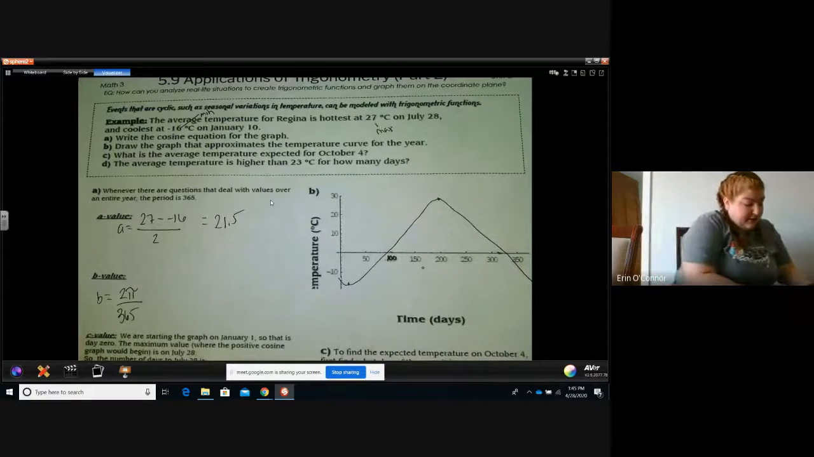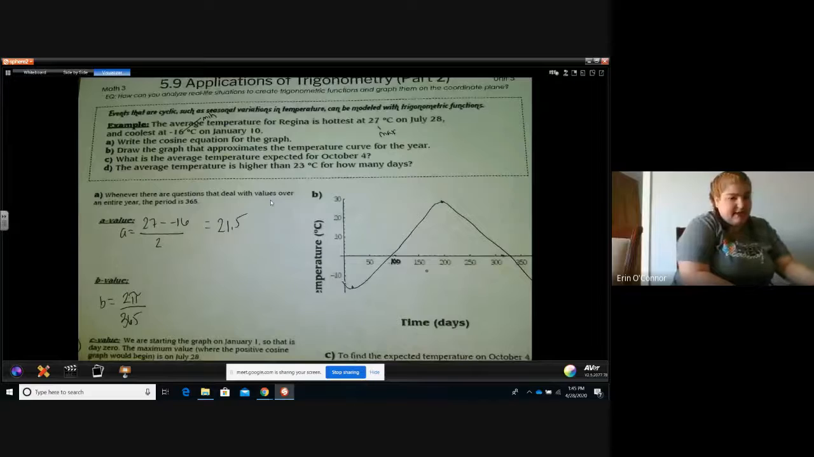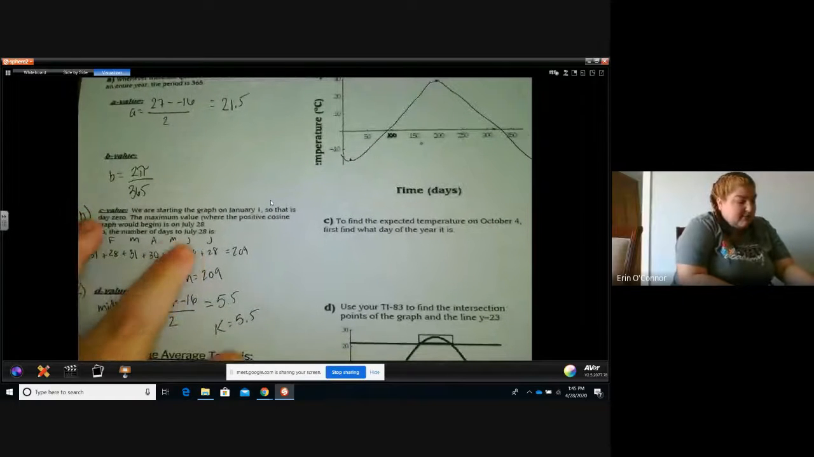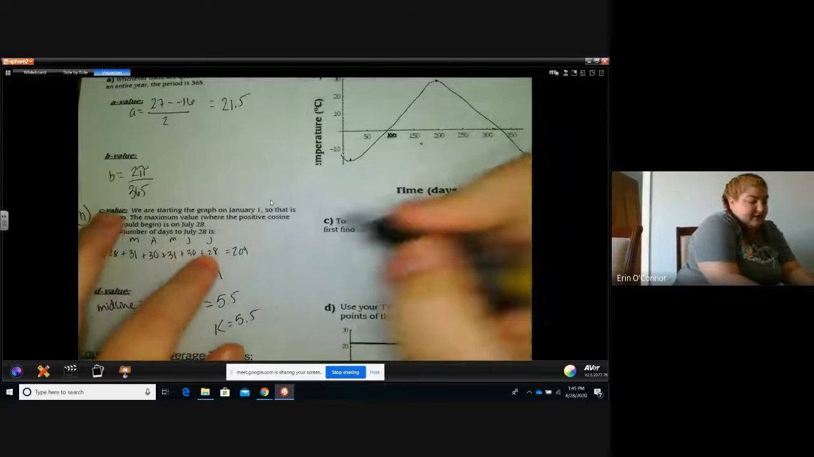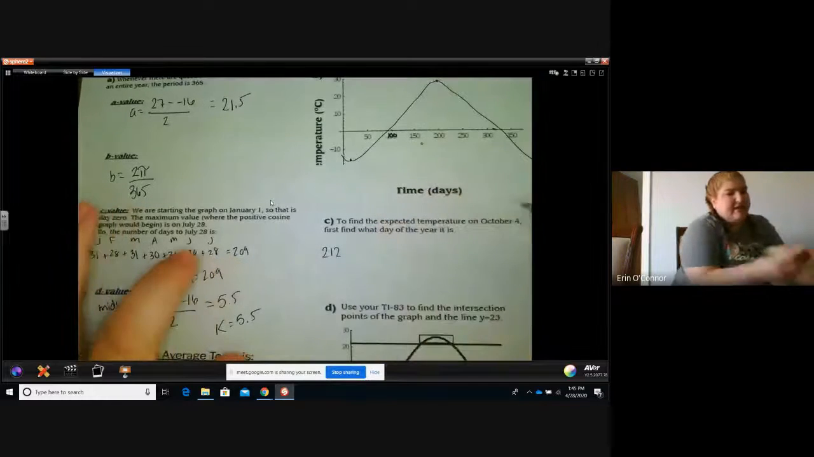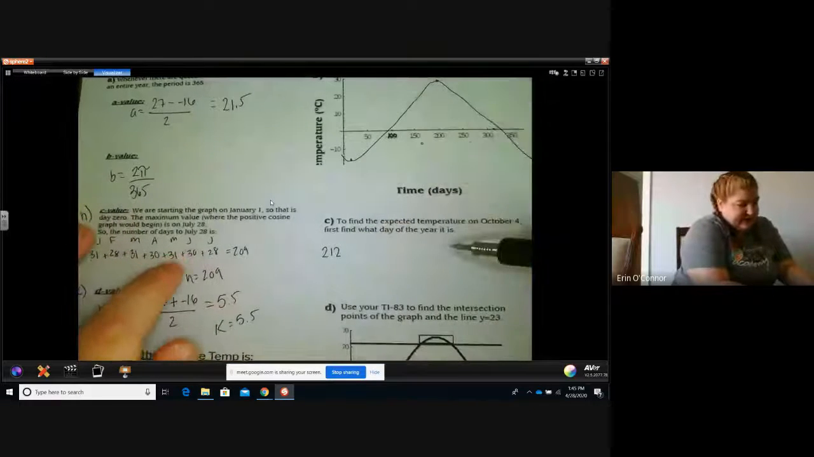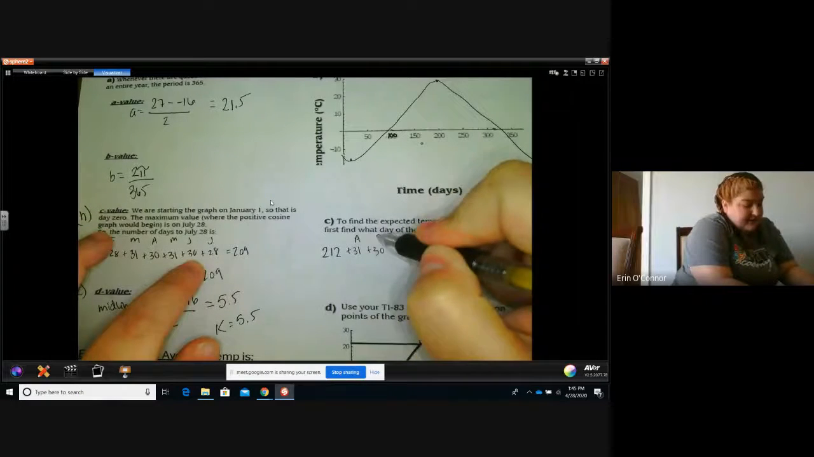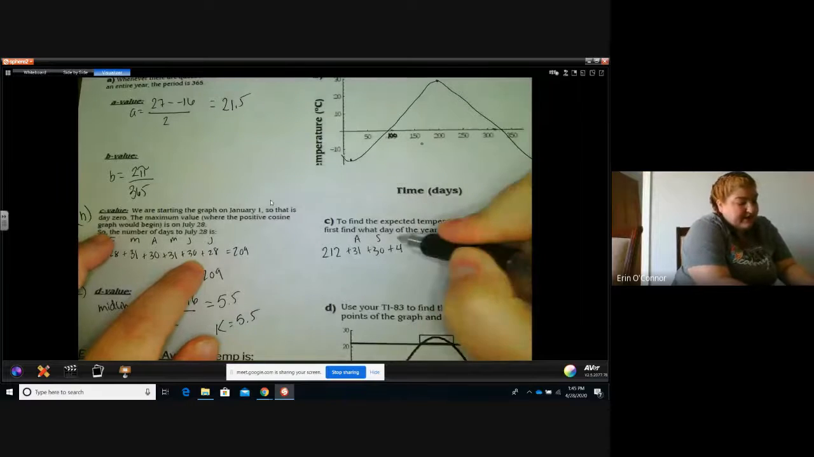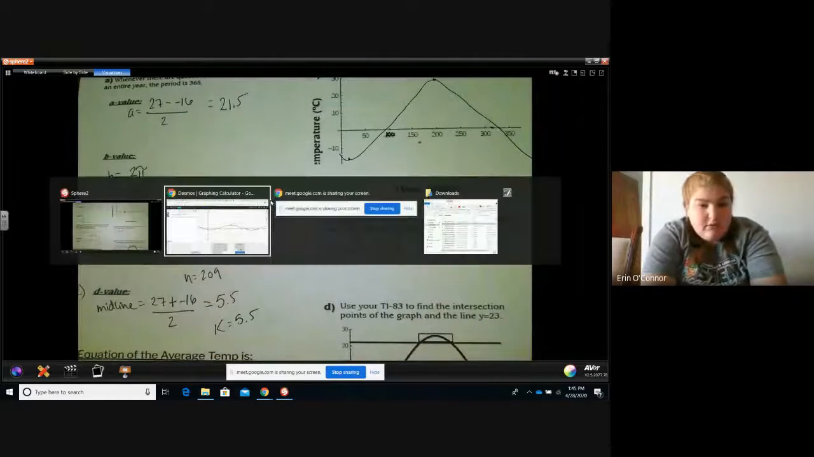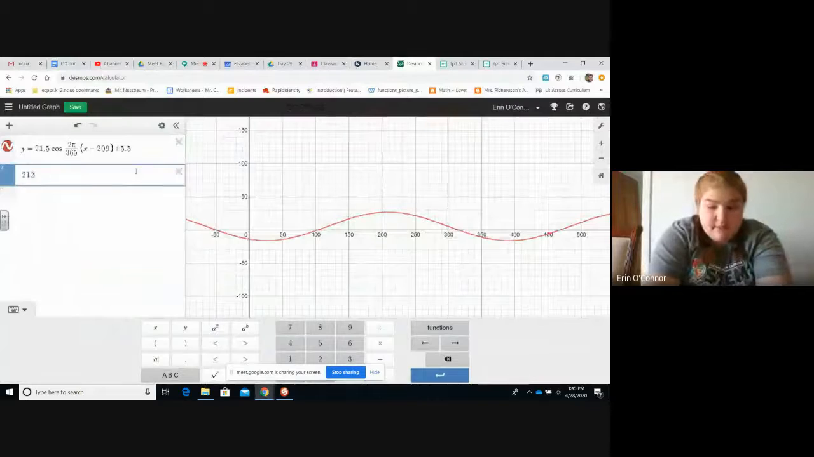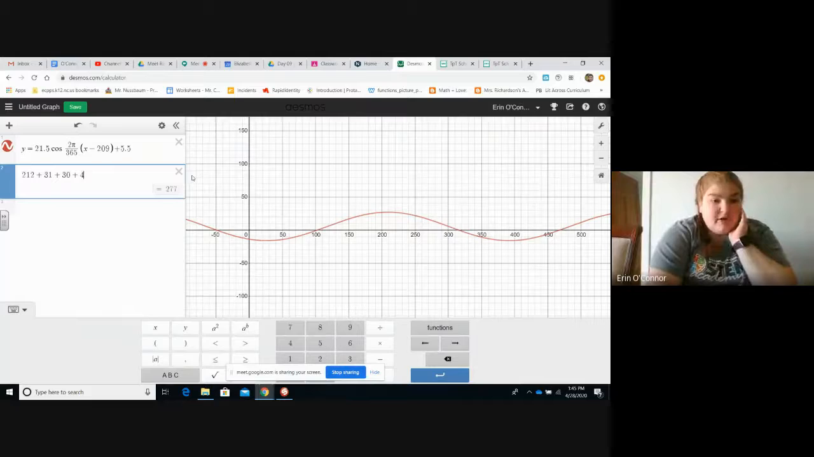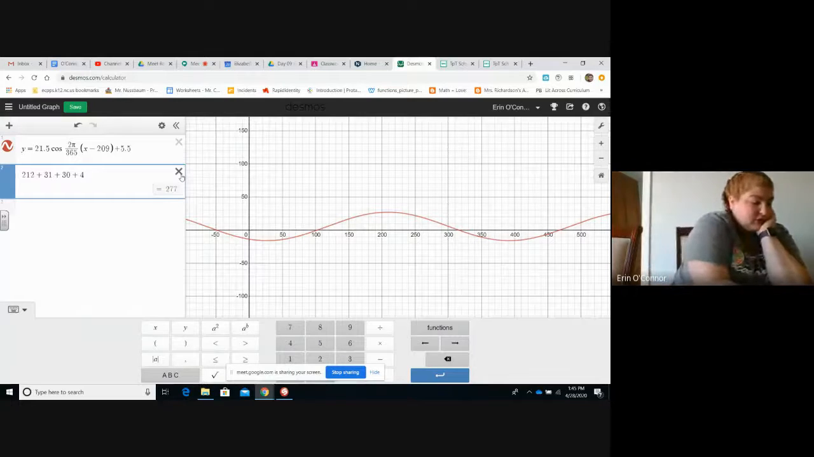Now, on October 4th, so we have 209 days to July 28th. Another 3 days takes us to the end of July. So that's 212 days, and we're at the end of July because there's 31 days in July. Then August has 31 days. September has 30 days, and we need to go 4 days in October. Now, when we add all those up, we get 277 days. So this is going to equal 277 days.